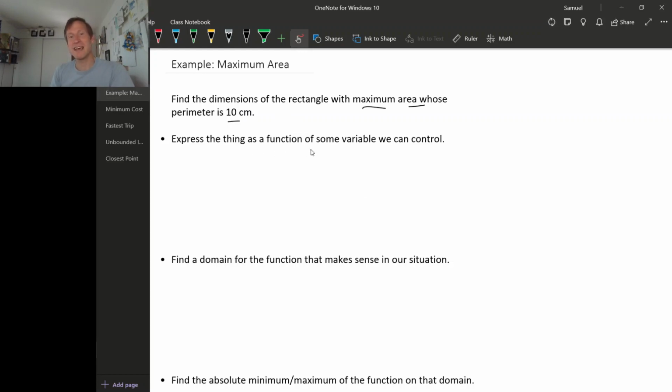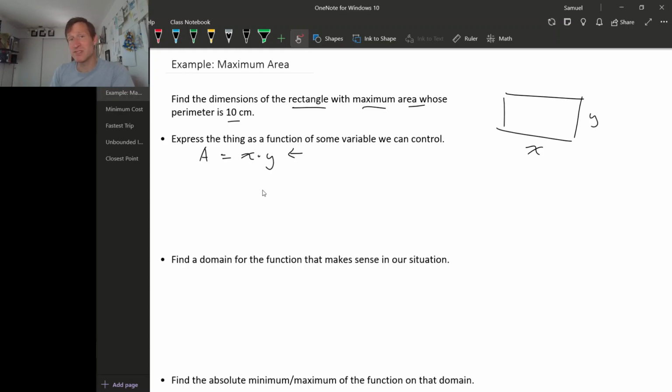So express the thing as a function of some variable that we control. Well, we're looking for rectangles, and rectangles have a height, let's call it y, and a width, let's call it x. And the area is the thing that we want to maximize, and that's just x times y. Now this is something that often happens in these situations where you have too many variables. To take a derivative and use this maximum finding process that we've come up with, we need our function to be a function of one input variable. And here we have two variables.